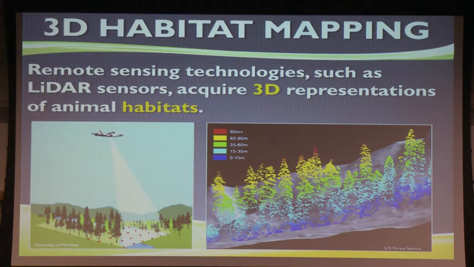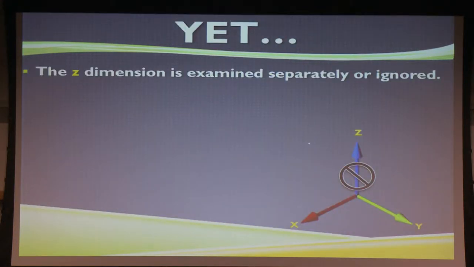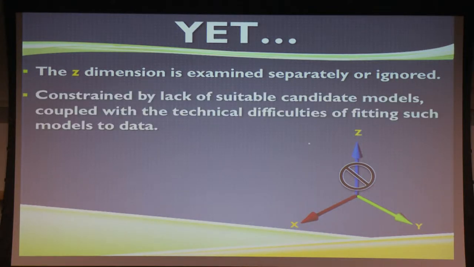And it's funny that we don't analyze that vertical component, because we're also mapping animal habitats in three dimensions now, which is really, really cool. Some of these remote sensing technologies, particularly stuff like LIDAR, give us these 3D representations of animal habitats across the entire landscapes that these animals are inhabiting. Yet the Z dimension is typically either examined separately or ignored altogether.